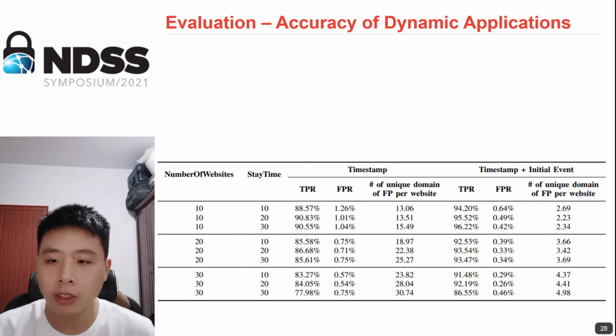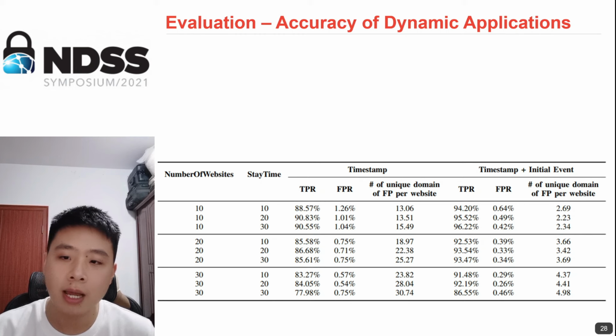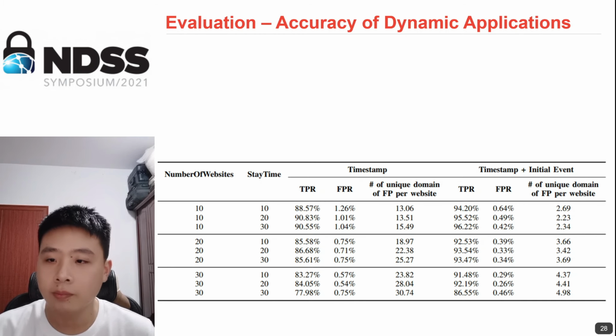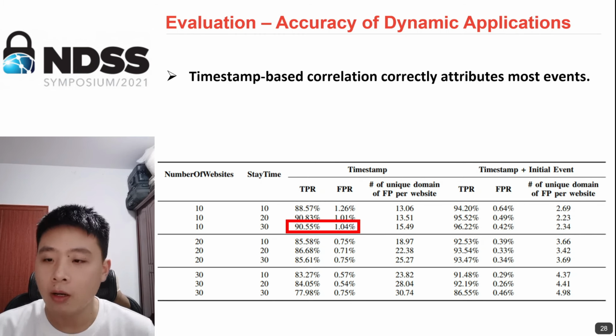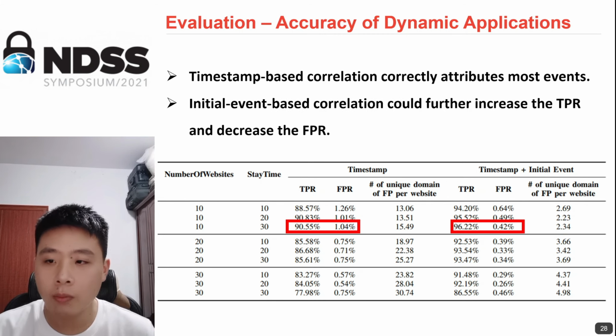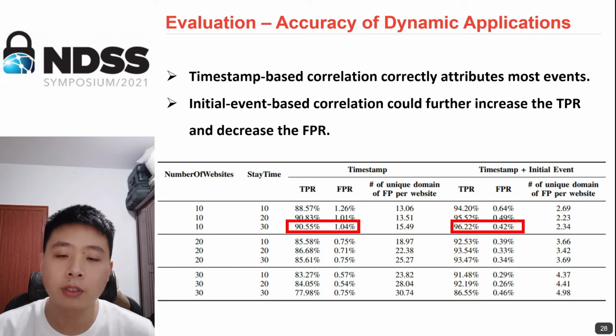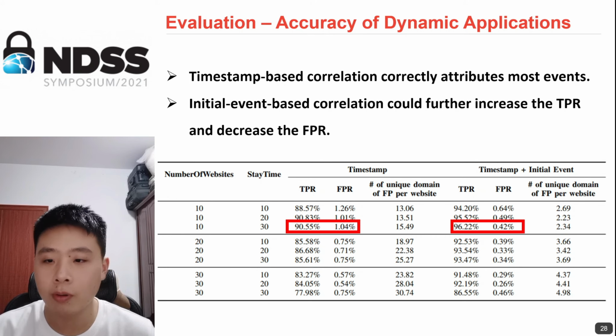For dynamic applications, we evaluate UIScope on Chrome, one of the most complex dynamic applications. When only timestamp-based correlation is enabled, it can correctly attribute most of the events. When initial event-based correlation is enabled, it can further increase the true positives and decrease the false positives, which confirms the two observations we mentioned before.